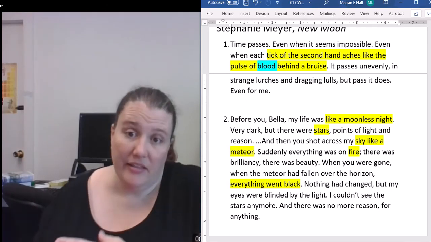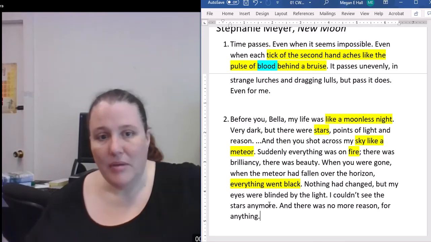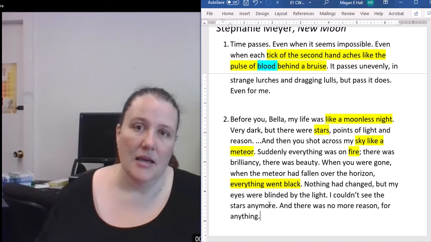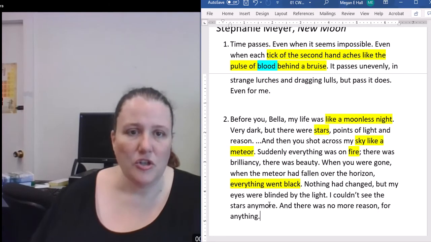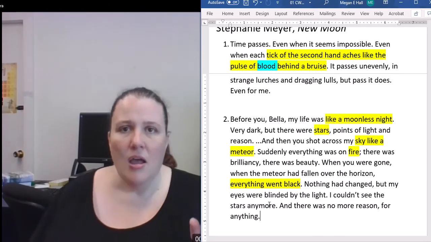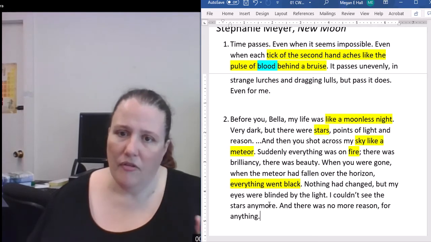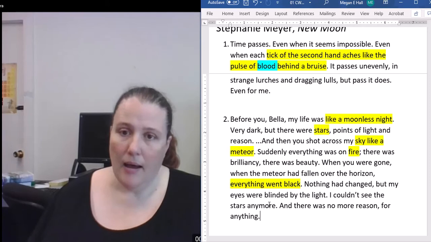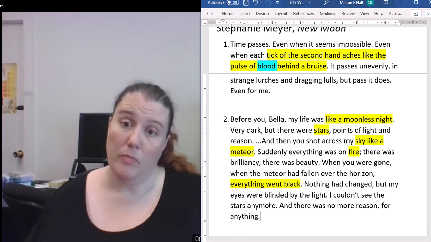So how they're feeling connects with these visual things of a moonless night and then a meteor flashing through and the brilliancy of that on your eyes, et cetera. And a strange comparison too that I think is really interesting up in the first example: the second hand of a clock ticking, like your pulse, like the pulse of your blood. I think that's an interesting comparison and not one that we would maybe normally make.